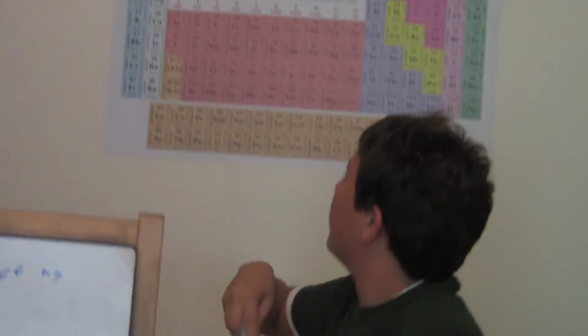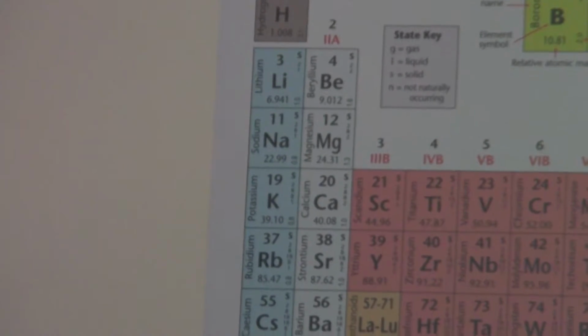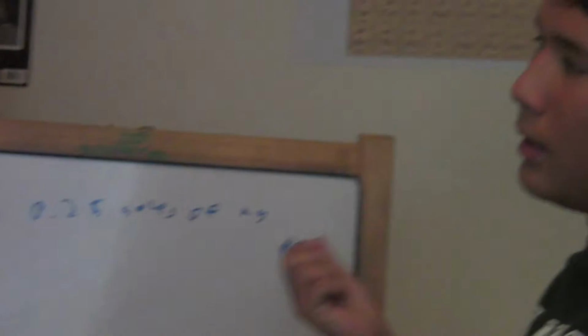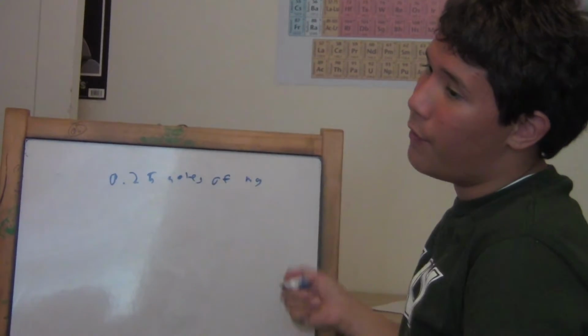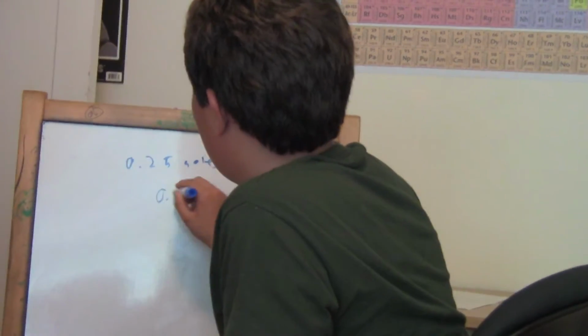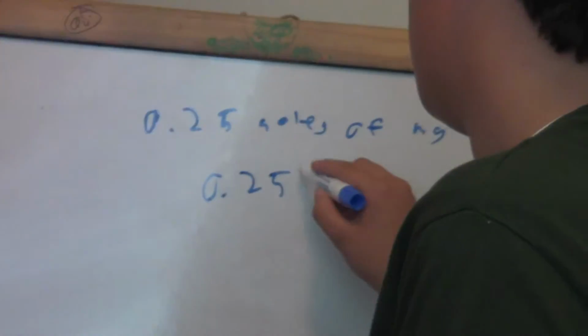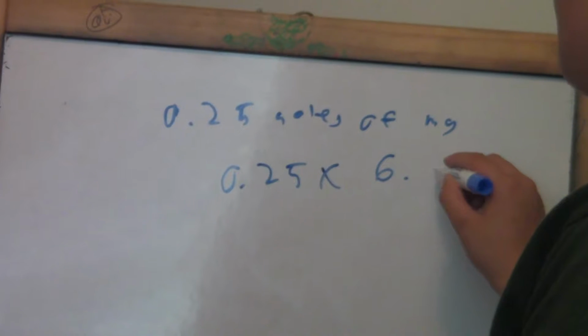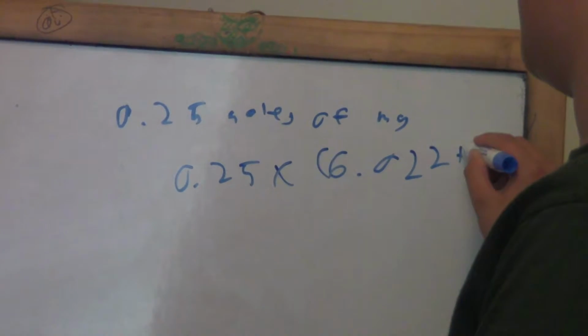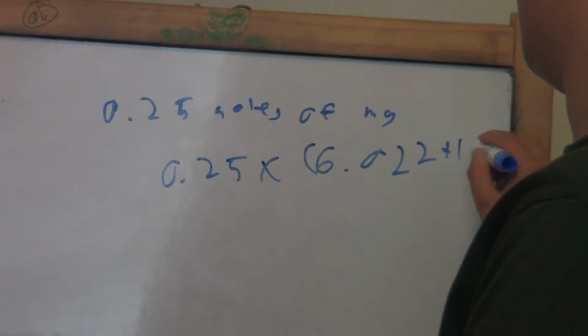Which, by the way, is over here as the second alkaline earth metal. And the easy way, and this part is very easy if you know how to use a mole, is pretty straightforward. Just multiply this by Avogadro's number, which is 6.022 times 10 to the power of 23.